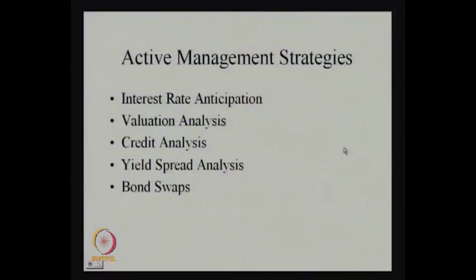Then coming to the active management strategy. In the active management strategy, we have the various methods through which the bond portfolio can be managed. One is interest rate anticipation, then you have valuation analysis, credit analysis, yield spread analysis and the bond swap. These are the five different ways through which the bond portfolio can be managed actively. Let us see one by one how this portfolio strategy basically works whenever we deal with instruments like bonds.